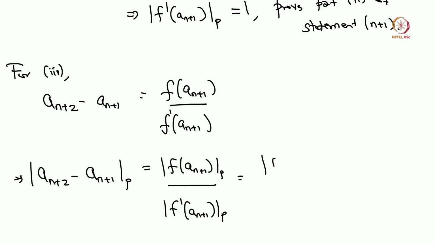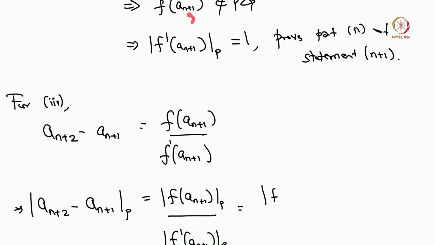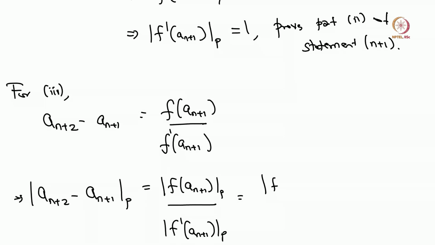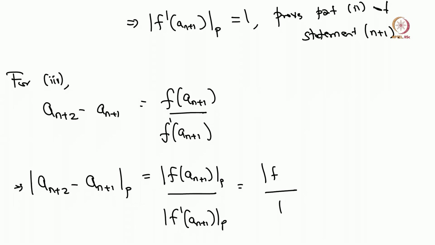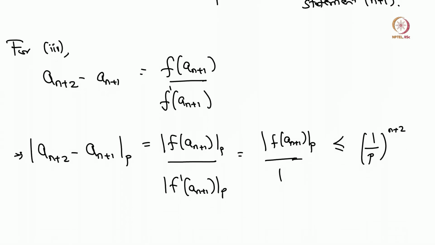We've just shown that the periodic absolute value of the denominator is 1. So the denominator is just 1. And we also showed that the numerator, by part 1, has the periodic absolute value of f of a_{n+1} less than 1 over p raised to n plus 2. Okay, so this first equality here is by part 2 that we've just shown, and the second inequality here is by part 1.